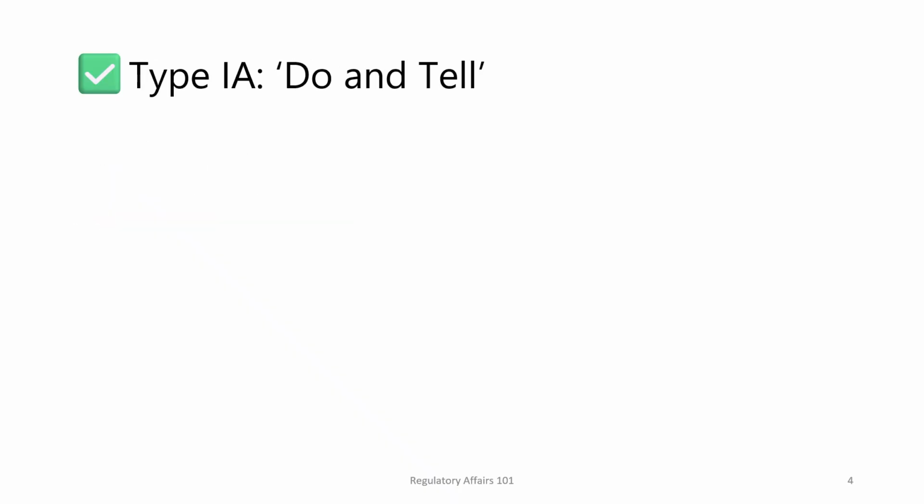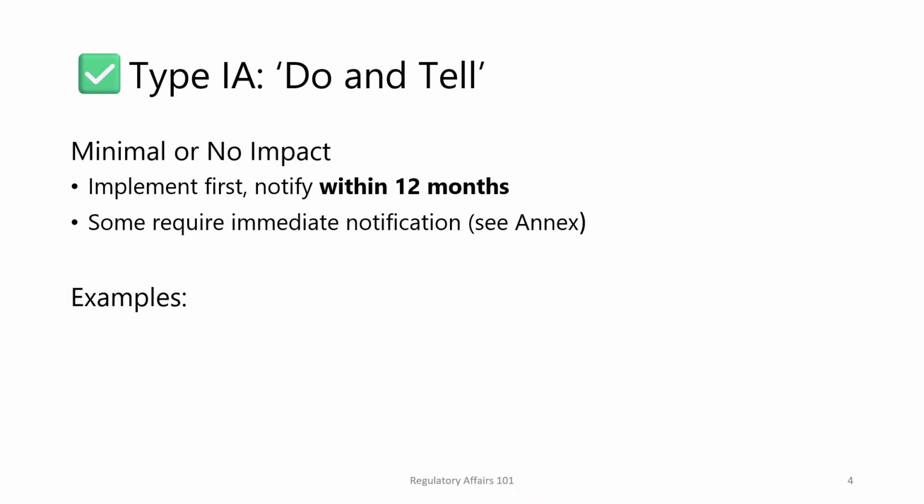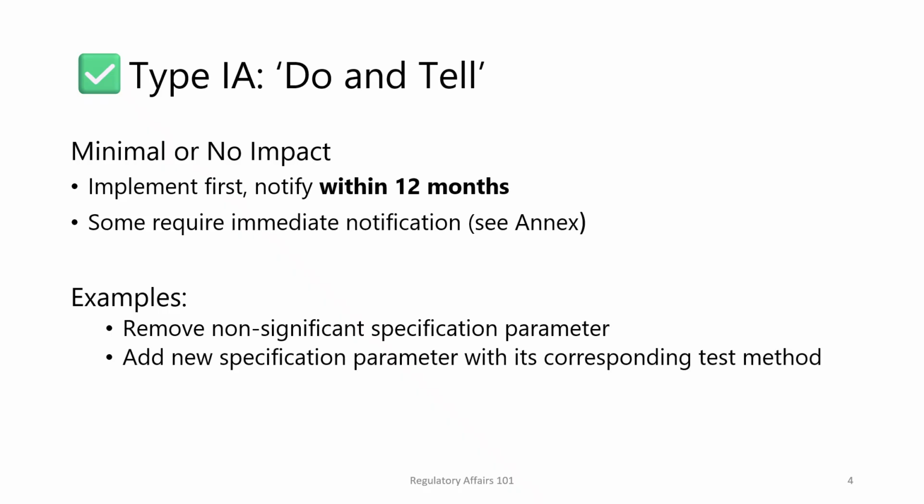Let's start with Type 1A variations. These are "do and tell." They are simple, low-risk changes. They have minimum or no impact on the product. You implement the change first, then notify the authorities within 12 months. Some updates, like adding a new test method, are routine. Others, like removing a non-significant specification parameter, require documentation but not delay.